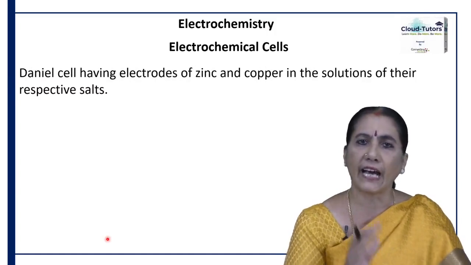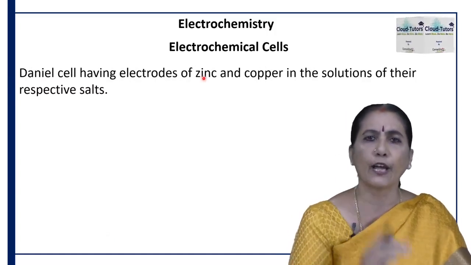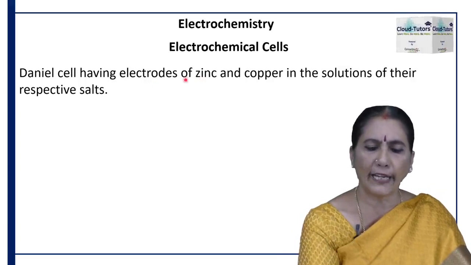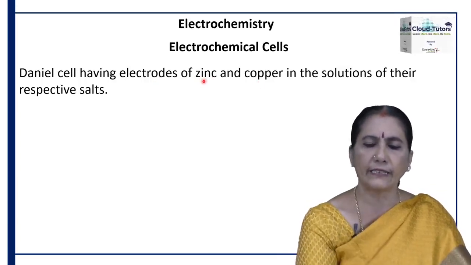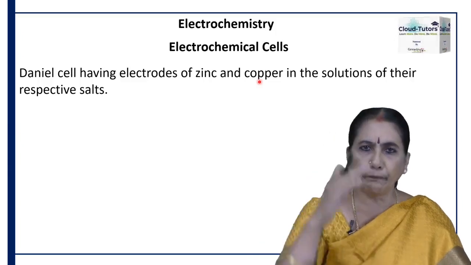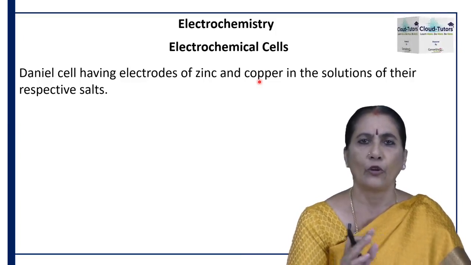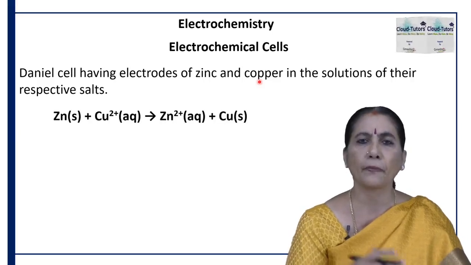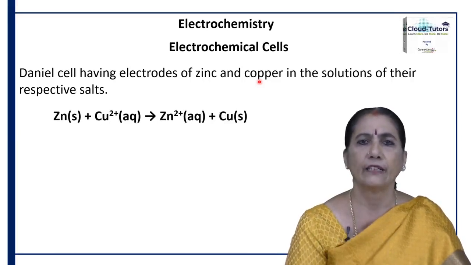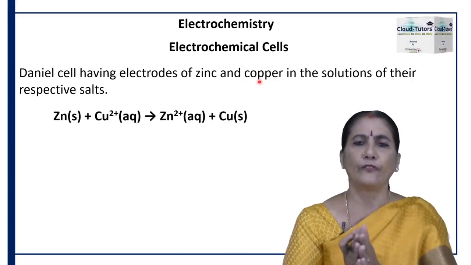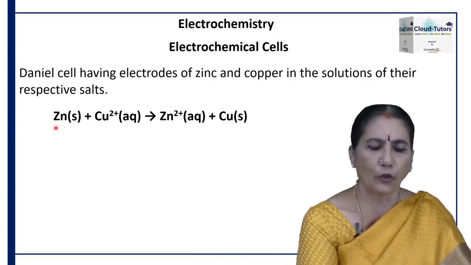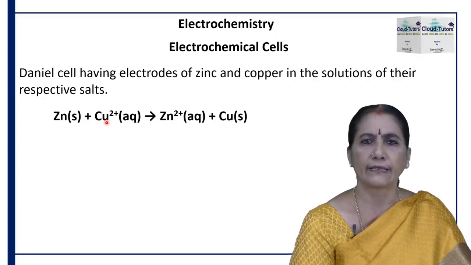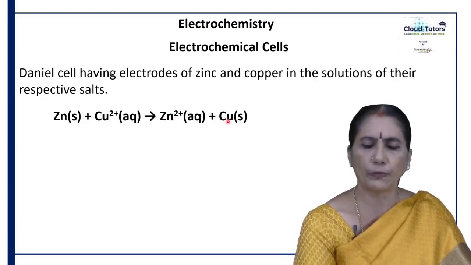In the Daniel cell, there are of course two electrodes. If we are talking about a Daniel cell involving zinc and copper, one electrode is made up of zinc, the other is made up of copper, and you dip them in the respective salt solution. Zinc is immersed in zinc sulfate and copper is immersed in copper sulfate. The overall reaction in this setup of the Daniel cell is represented as Zn plus Cu2+ gets converted into Zn2+ plus Cu.